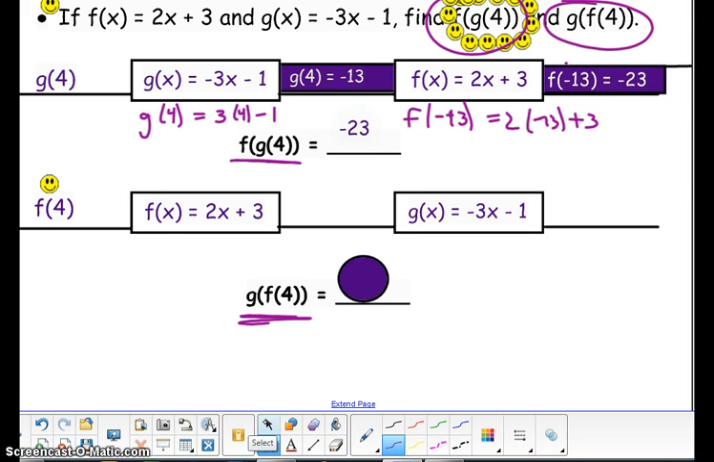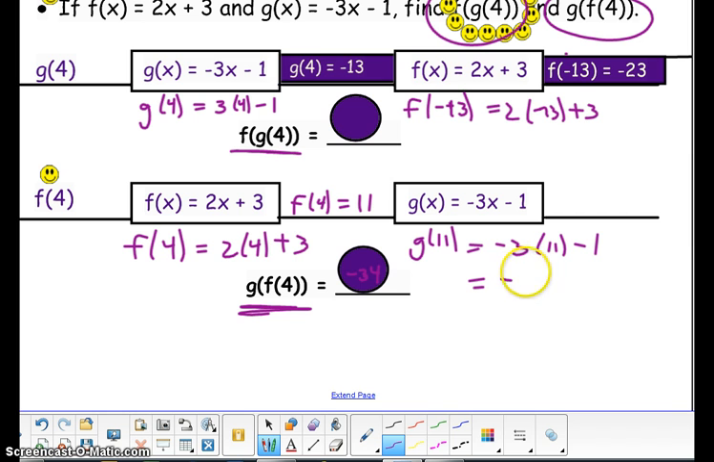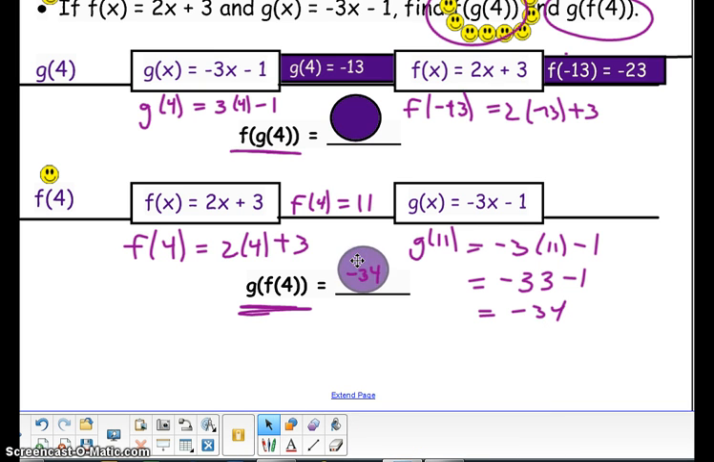Okay, now that you're back, let's see how you did. f of 4, plug in the 4, you end up with 8 plus 3, which is 11. So f of 4 equals 11. Now we're going to take that information and plug it in to the g function. So g of 11 equals negative 3 times 11 minus 1, which equals negative 33 minus 1 for a final answer of negative 34. And that is correct.